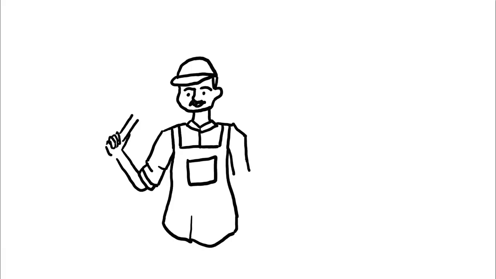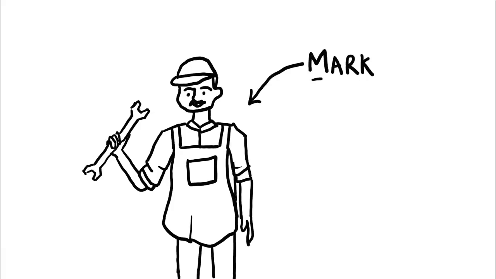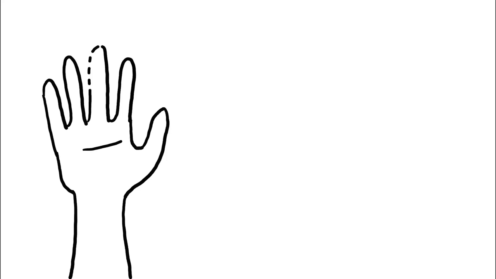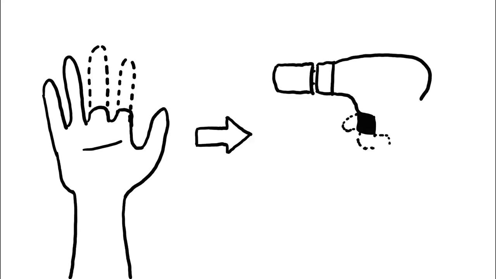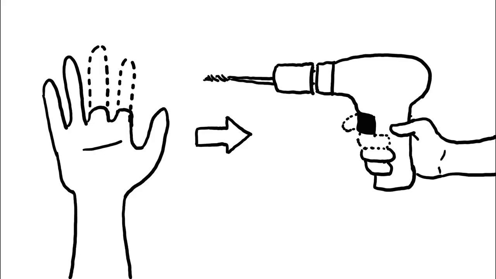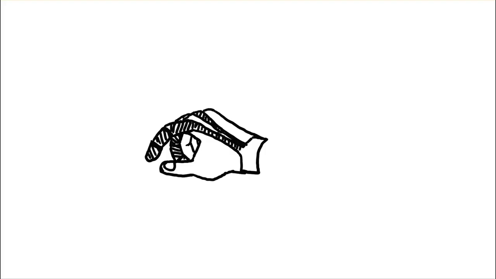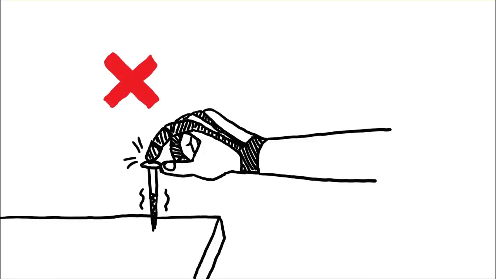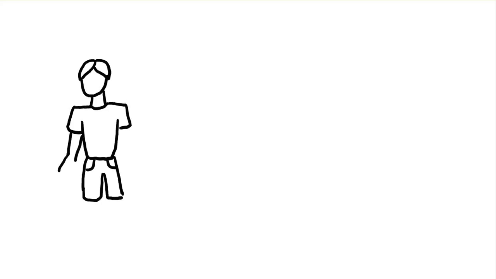This is Mark. Mark works as a carpenter and relies on his hands to do his job. He lost several fingers in a recent accident and now struggles with fine motor movements, such as using power tools. He doesn't wear prosthetics because they can't provide him with any sensory feedback, so he finds them to be more cumbersome than useful. Mark's story isn't uncommon.